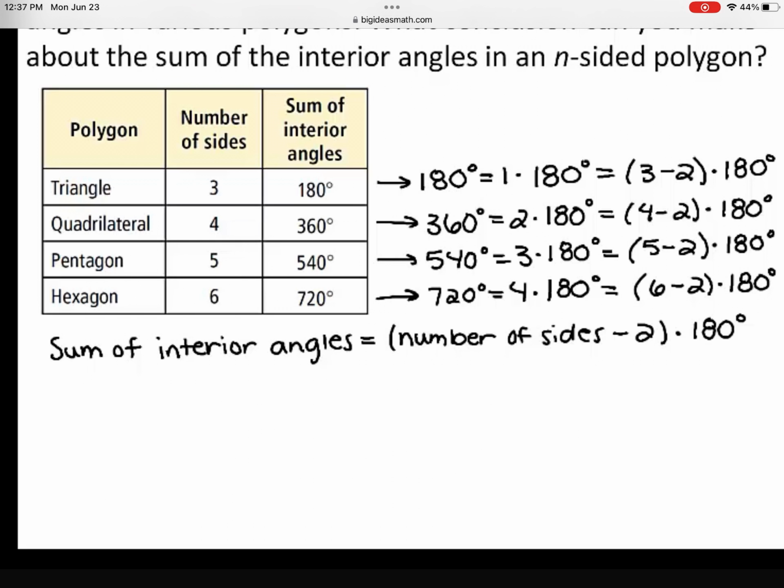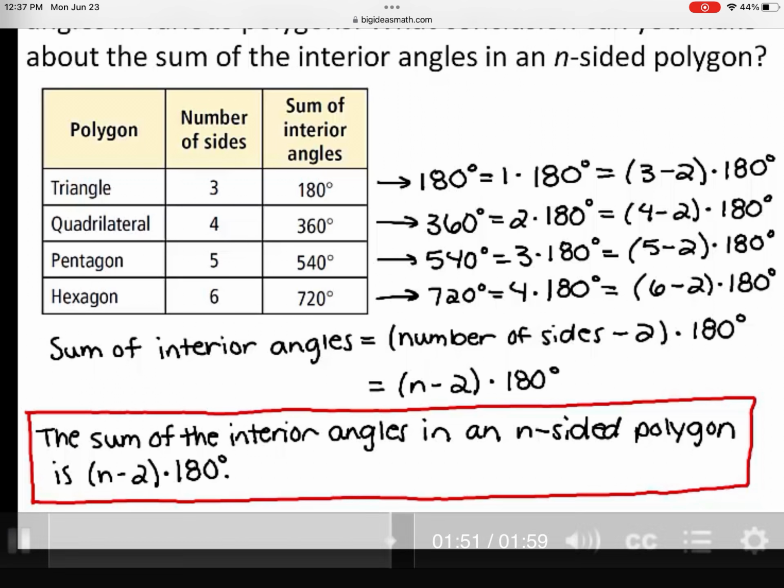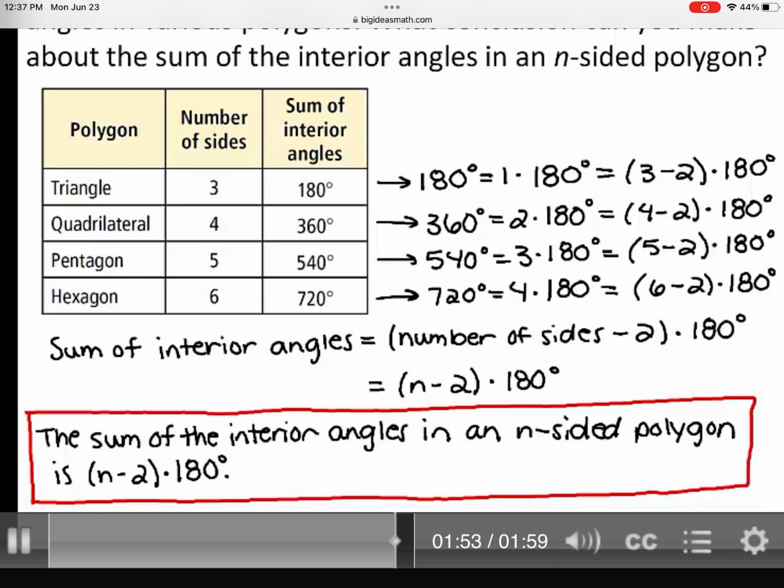If you let n equal the number of sides, you get the quantity n minus 2 times 180 degrees. Therefore, you can conclude that the sum of the interior angles in an n-sided polygon is the quantity n minus 2 times 180 degrees.